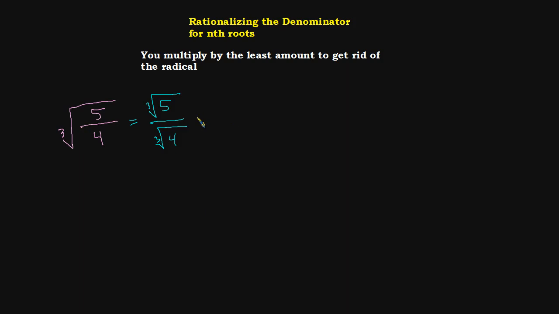Now, one might think, if you remember how to do it with square roots, you simply multiply by the same thing. You just say, cube root of 4 times cube root of 4. Radical in the denominator gone, yes? No, definitely not. Sorry, get rid of all that. Doesn't work. Let's take a look at something that will work.